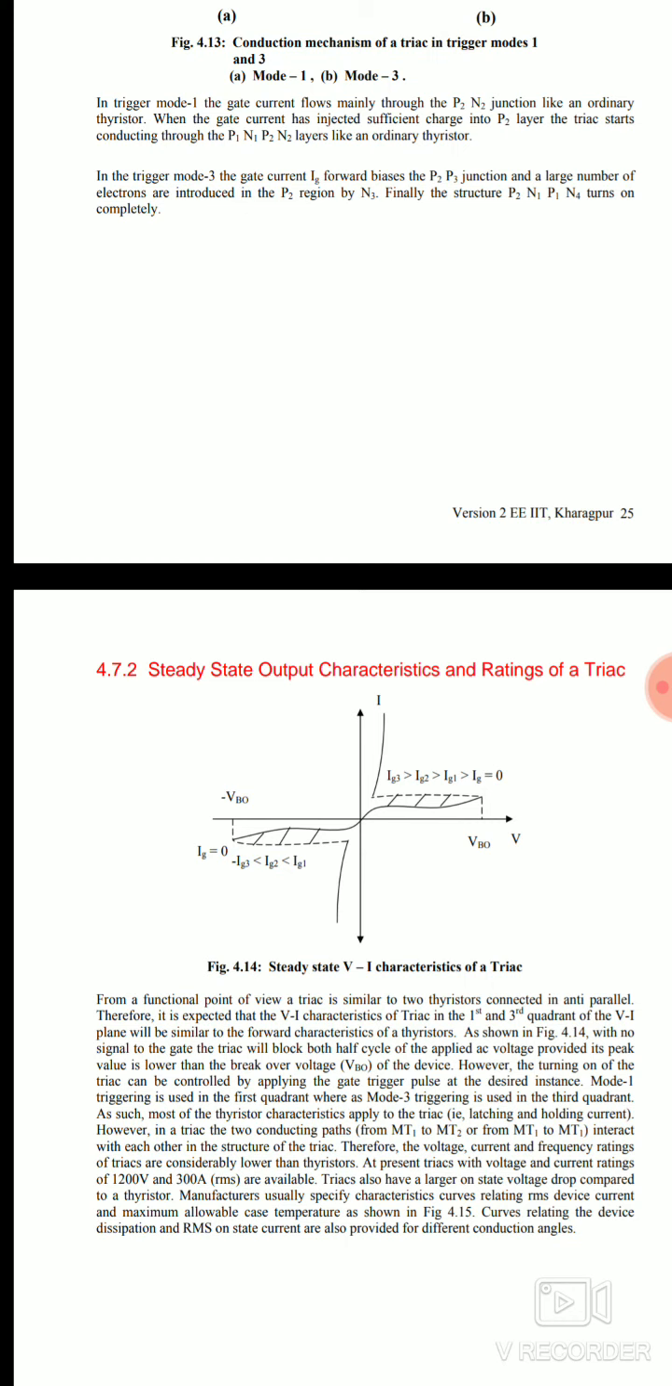Similarly, when terminal MT2 is made negative with respect to MT1, the triac is in the reverse blocking mode. A small leakage current flows through the device until it is triggered by the breakover voltage. The supply voltage at which the triac starts conducting depends on the gate current: the greater the current, the lesser the voltage at which the triac is turned on. So this is about the IV characteristics of the triac.